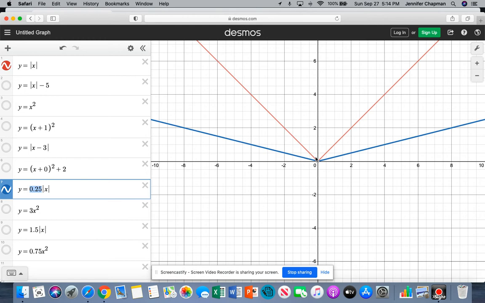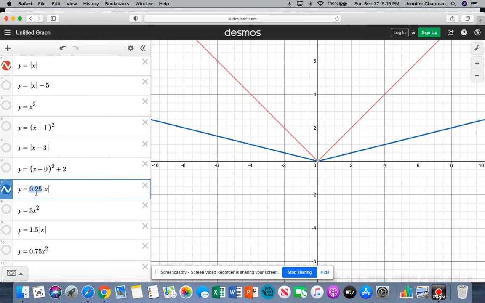Red is my parent function, blue is my child function, and you can see this kind of matches up, right? This red function got flattened out. It became flatter, and that happens when you compress a function. I know that's correct because this value right here is between 0 and 1. If you go back to our notes at the beginning, remember a stretch is when that value is greater than 1. A compression is when that value is between 0 and 1. So because that's 0.25, or a quarter, that compressed the function down, it flattened it out.